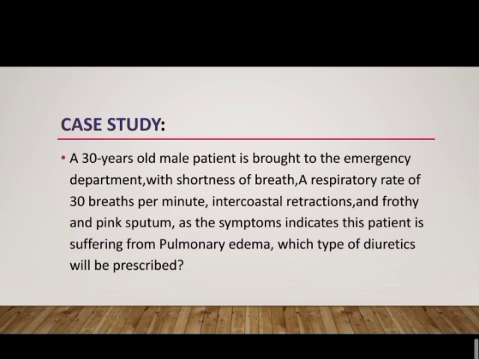And then we have a case study. A 30-year-old male patient is brought to the emergency department with shortness of breath, a respiratory rate of 30 breaths per minute. Intercostal retraction is also observed, and frothy pink sputum. As the symptoms indicate, this patient is suffering from pulmonary edema. Which type of diuretic will be prescribed?